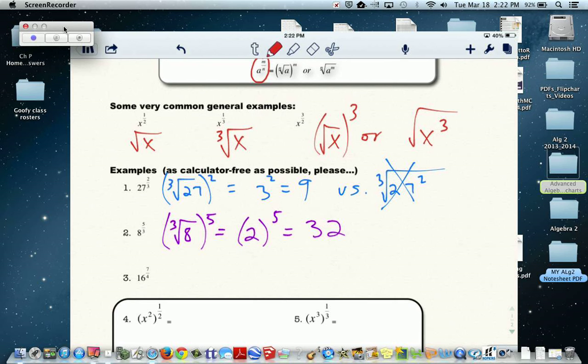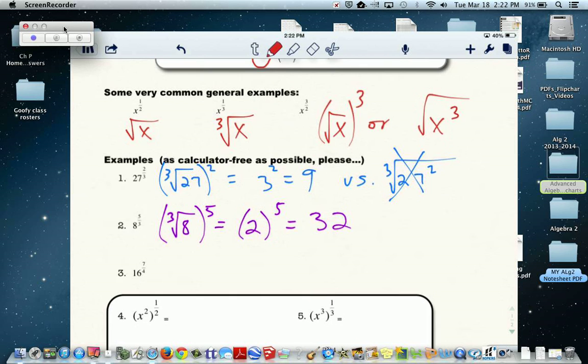16 to the 7/4. So again, this is a perfect example. How many of us can do 16 to the 7th power in our head? But maybe if we do 16 and do the 4th root, so again, what number times itself 4 times would give you 16? Well, that number is 2. Now, even though it's a large exponent, we can do 2 to the 7th in our head. 2 to the 1st power is 2, 2 squared is 4, 2 cubed is 8, 2 to the 4th is 16, 2 to the 5th is 32, 2 to the 6th is 64, and 2 to the 7th is 128.